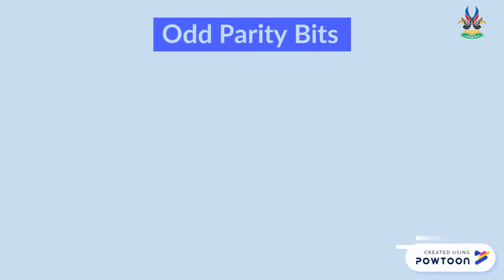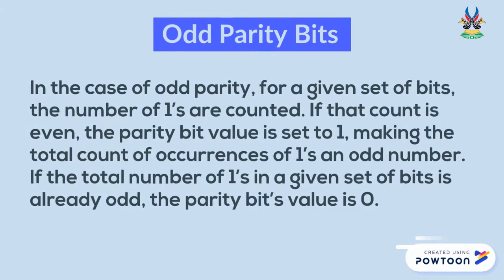Odd parity bits. In the case of odd parity, for a given set of bits, the number of ones is counted. If that count is even, the parity bit value is set to 1, making the total count of occurrence of ones an odd number. If the total number of ones in a given set of bits is already odd, the parity bit value is 0.